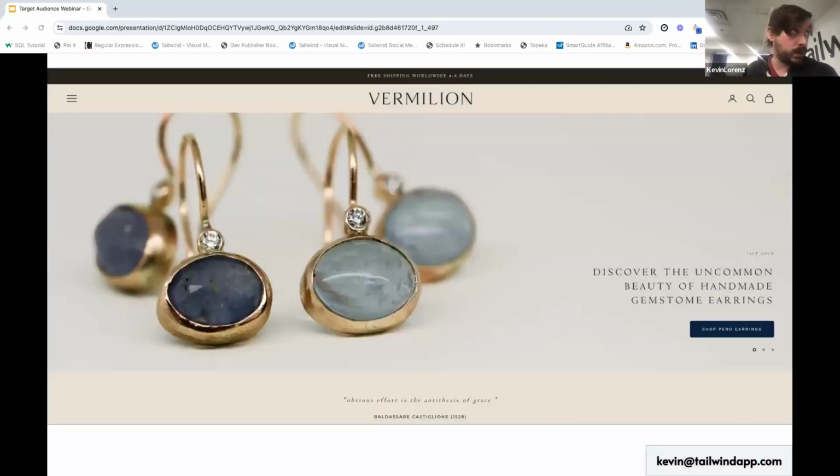The store was a jewelry store called Vermilion Jewelry, and the owner was based out of Australia. They had started making things locally, selling at local markets, things like that. Had a lot of success. You can see here her jewelry looks fantastic. And then recently she decided to take her store online.